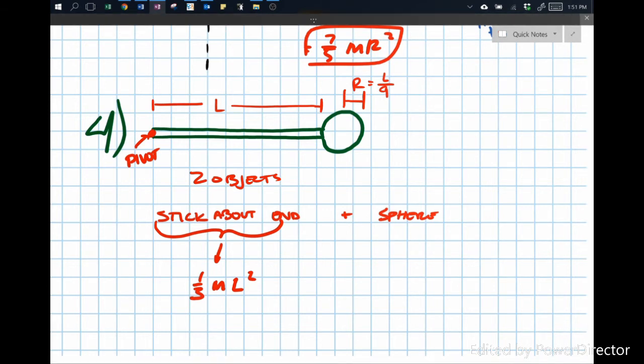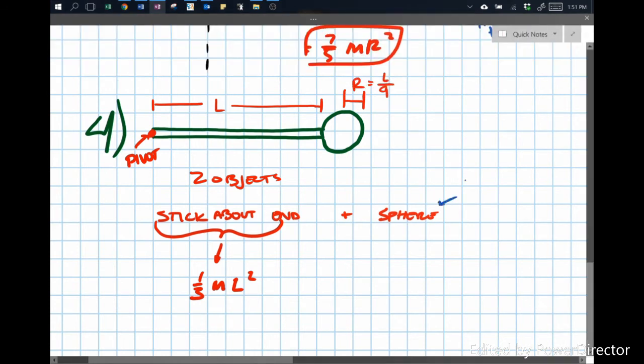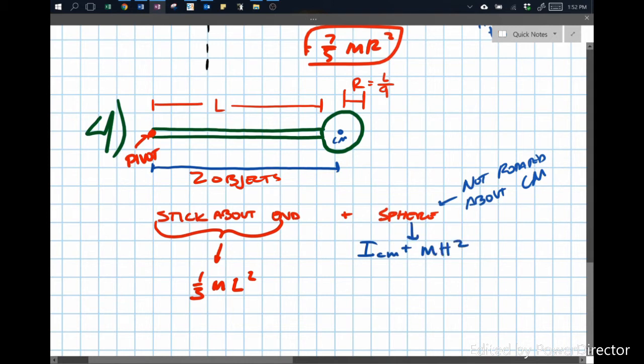Is the sphere being rotated about its center of mass? So we should write that down. The sphere is not rotated about its center of mass. If that's my pivot, the center of mass for the sphere is there. So for the sphere, I have to do the parallel axis theorem: the moment of inertia about the center of mass plus mh squared. The moment of inertia about the center of mass for a sphere we have memorized, 2/5 MR squared, plus m.